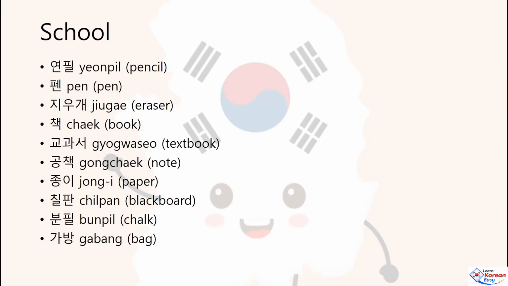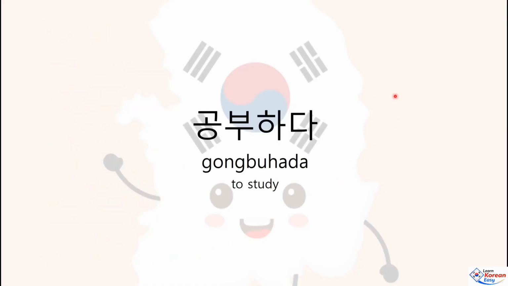Okay, so let's review. We learned 연필, which is pencil. Pen, which is pen. 지우개 is eraser. 책 is book. 교과서, textbook. 공책, note or notebook. 종이, paper. 칠판, blackboard. 분필, chalk. And lastly, 가방, which is bag. Wonderful. Let us move on to our next one.